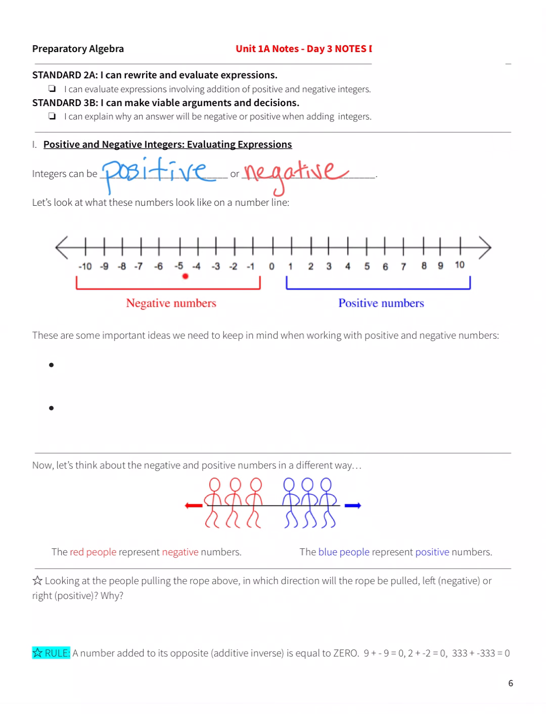So let's look at the numbers on a number line. We have 0 right here, all right? And all the numbers to the right of 0 are positive numbers. And all the numbers to the left of 0 are negative numbers. In this class, I will represent positive numbers with the color blue and negative numbers with the color red. So there's some important things to keep in mind when you're working with positive and negative numbers.